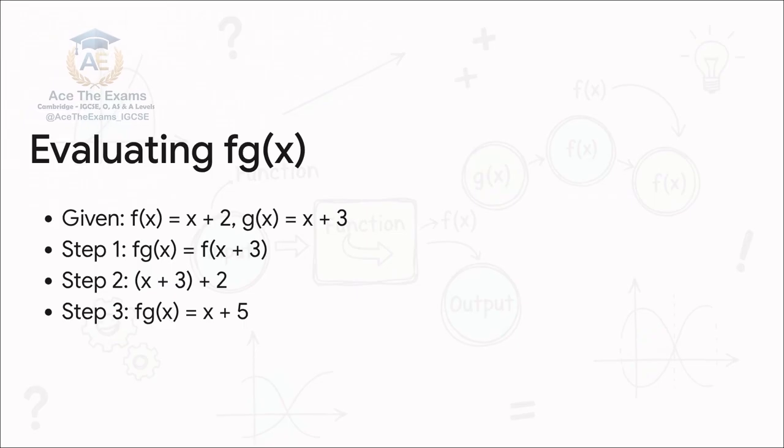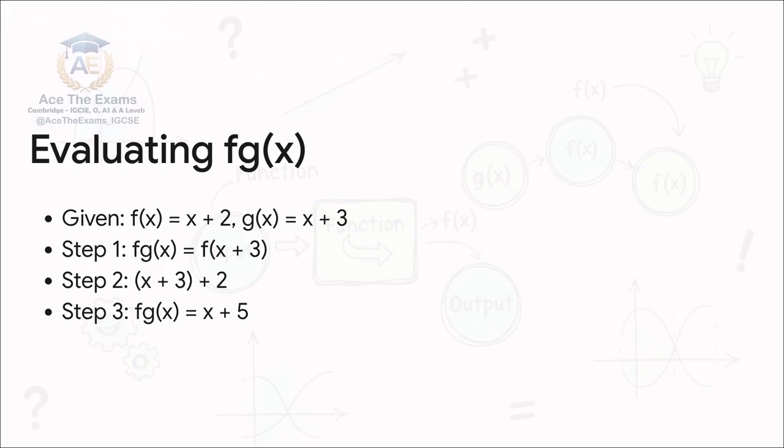So the crucial point is how we substitute this algebraically without making a mess. We have 2 machines here. f of x adds 2 and g of x adds 3. We want to find the formula for the assembly line fg of x. Step 1, we take the entire formula for g, which is x plus 3, and we confidently use it as our input for f. That's your evidence.